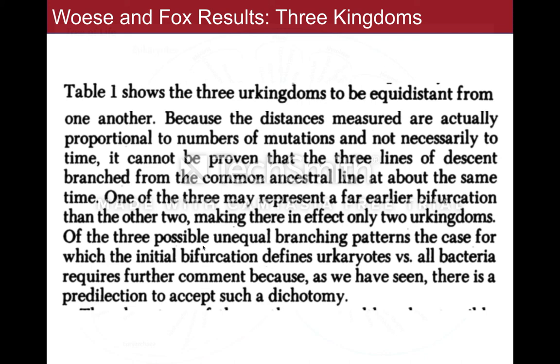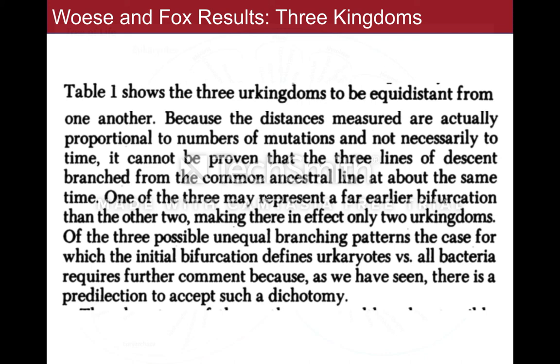And they say in here, okay, now they're going to talk a little bit about what we're going to talk about primarily in the next class, which is, because the distances measured are actually proportional to the number of mutations and not necessarily time, it cannot be proven that the three lines of descent branch from a common ancestral line at about the same time. So what they're saying here is they're now going from this classification to phylogeny, right? They're saying, we are saying there are three Ur kingdoms, but we might call them domains: bacteria, archaea, and eukaryotes. But what we don't know from this is the order of branching of them over history.